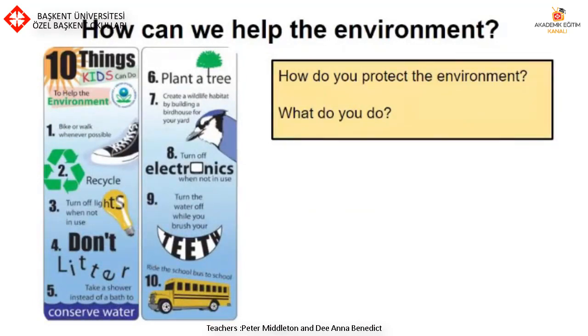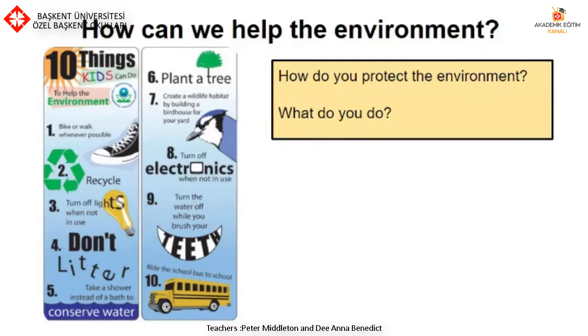These are 10 ways that we can help the environment. We can bike or walk instead of taking things like buses or cars. We can recycle. We can turn off our lights when we don't use them. We shouldn't litter, and we should take things like a shower instead of a bath to conserve water. We can plant a tree. We can create wildlife habitat, so bird houses for our birds.